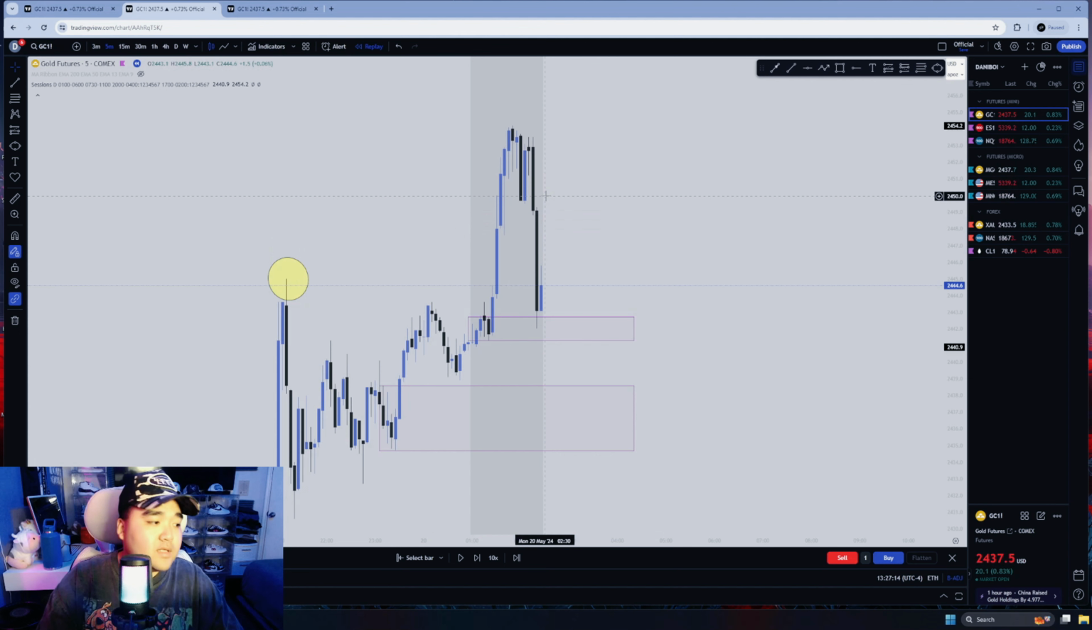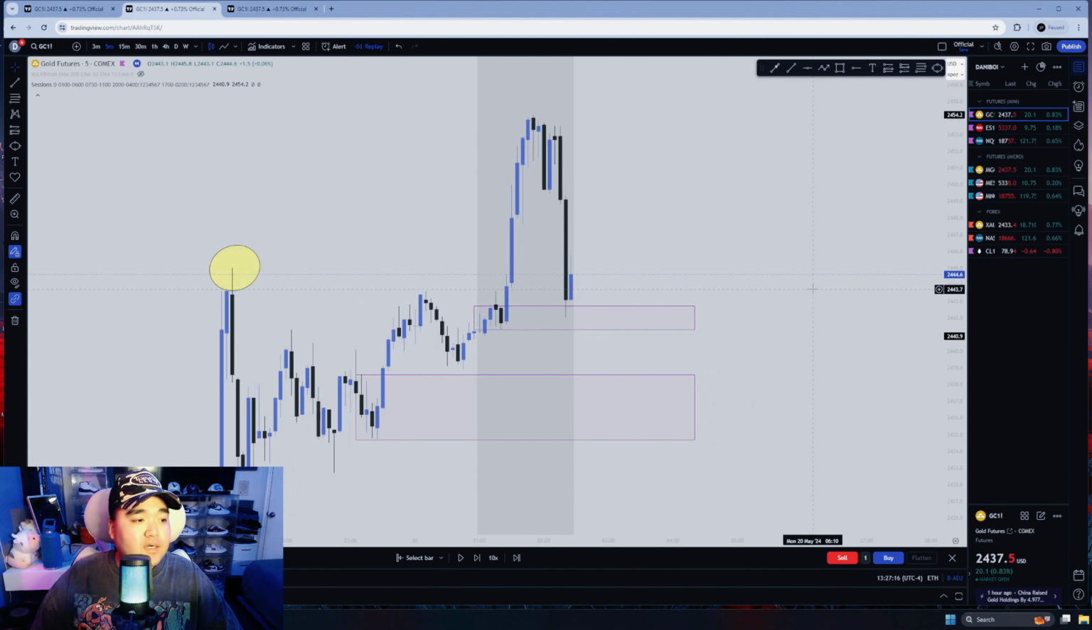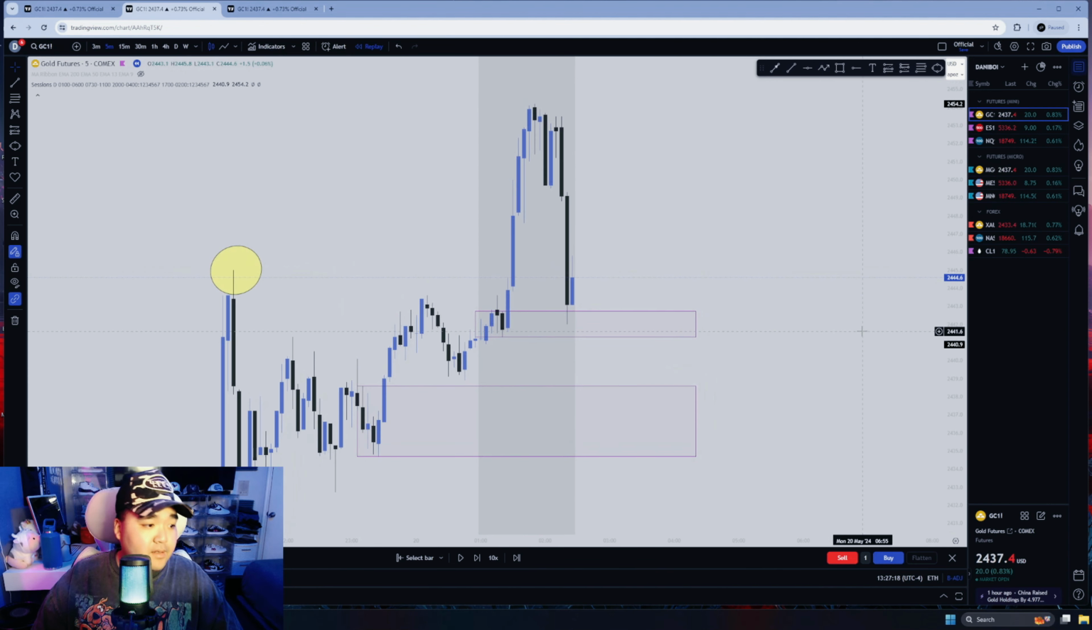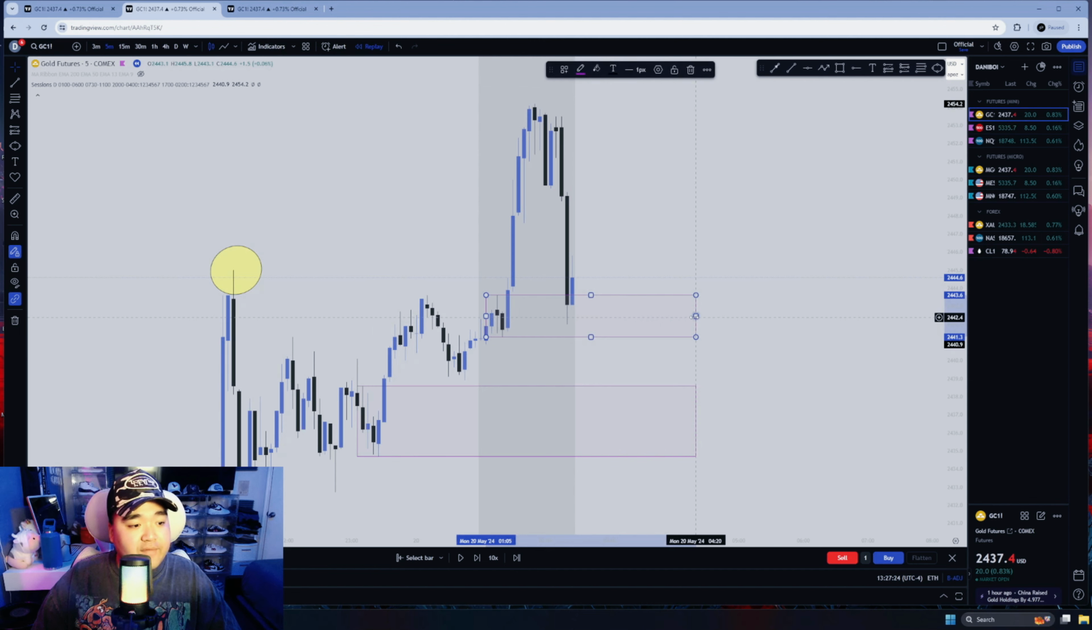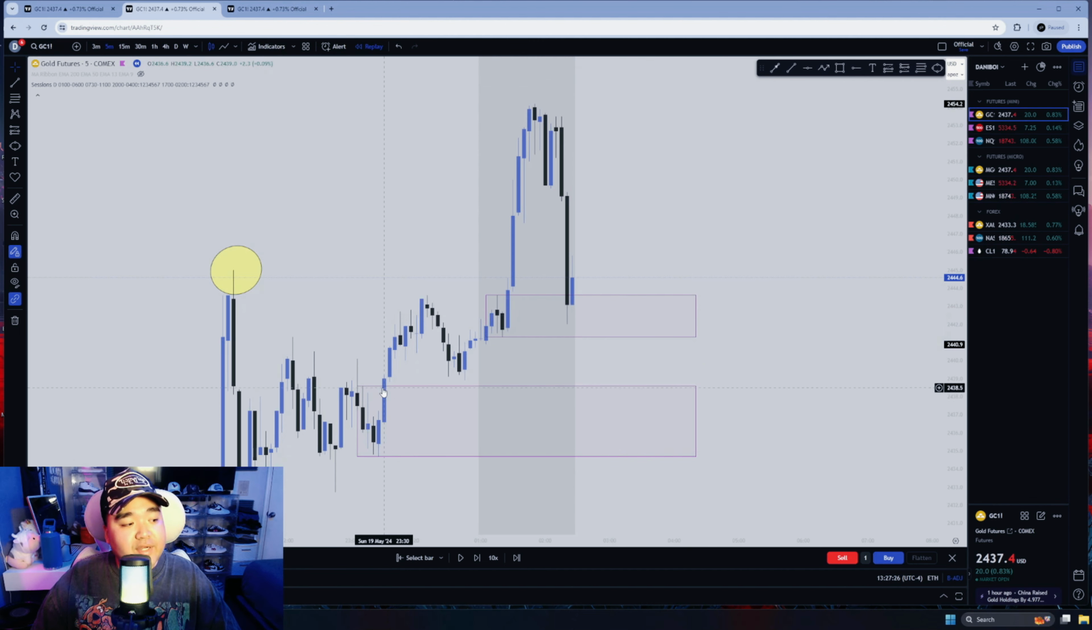So as we break structure to the upside, a couple of things I saw here, okay? We do have a demand here. If you want, you can make this demand like to right here. Okay, we do have that demand, but we also have another demand down here, okay? And these are two high probability demand zones, okay?